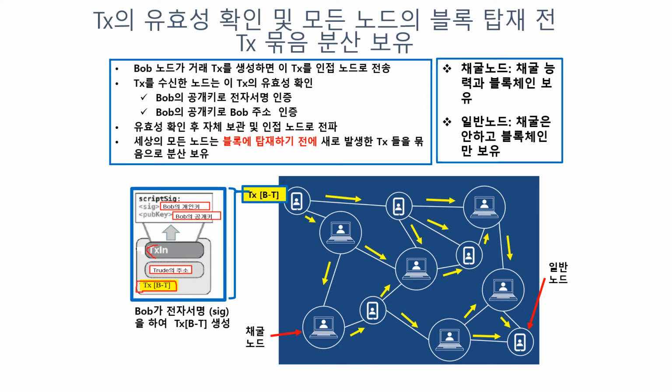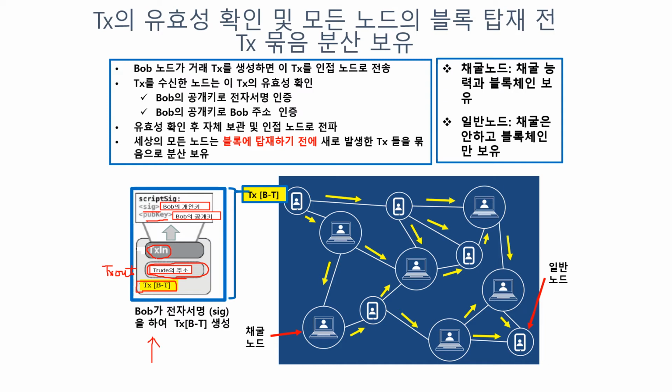So this transaction input contains the public key of Bob. The signature is the message digest encrypted with the private key of Bob. And this public key part contains the public key of Bob. Also, this is the TX out. This part indicates Truth's address. So Bob creates this transaction.